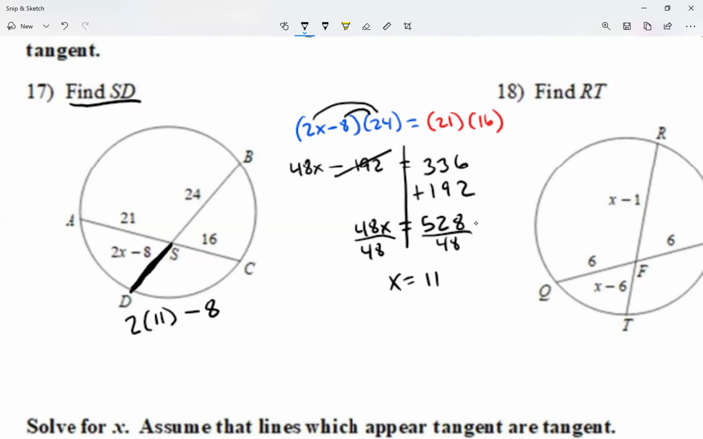Okay, now here, I know 2 times 11 is 22, because I had to multiply first. Now 22 minus 8 is 14. So my segment in here is 14. So I'm not asking solve for x. I'm asking for a segment. However, you need to solve for x first and then substitute it for x. The value that you get substituted for x. Okay, let's try another example.